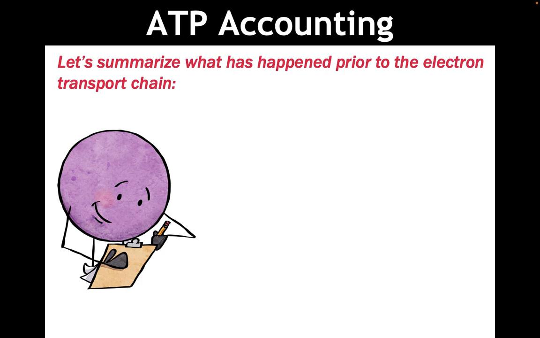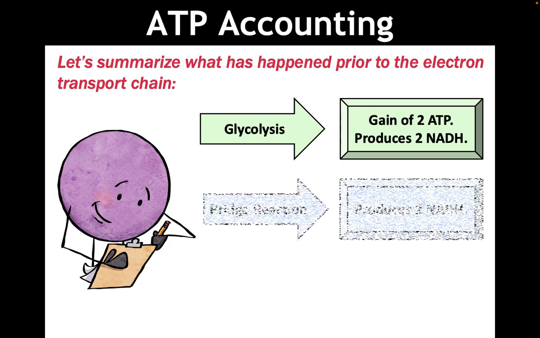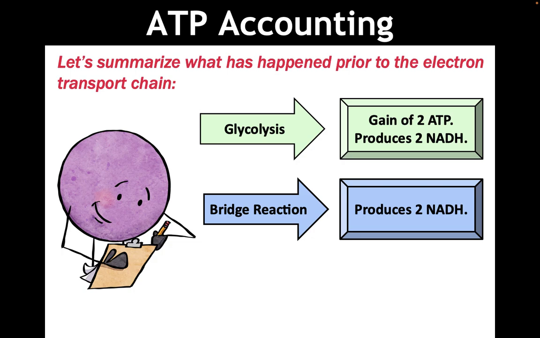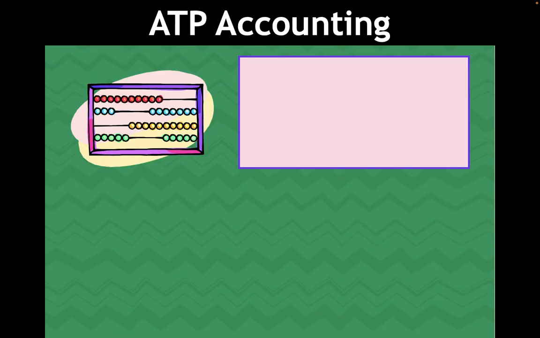So let's look at what happened as far as our ATP along the way. In glycolysis, we had to use 2 ATP in order to produce 2 NADH. The bridge reaction, we had to use 2 ATP and we ended up producing 4, so we have a net gain of 2 ATP. That's what I meant to mention there. We produced 2 NADH. In the bridge reaction, we produced another 2 NADH. And in the Krebs cycle, we produced 2 ATP, 6 NADH, and 2 FADH2.